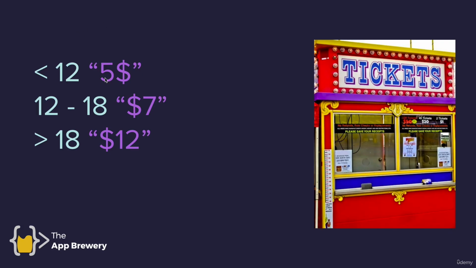In fact, if you're less than 12 years old, you pay $5. If you're between 12 and 18, you pay $7. And if you're over 18, then you pay the full adult price, which is $12. Now, there are 3 possibilities. So how do we represent this in our if statement?